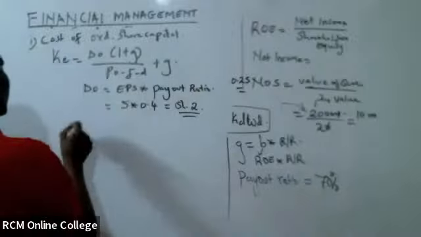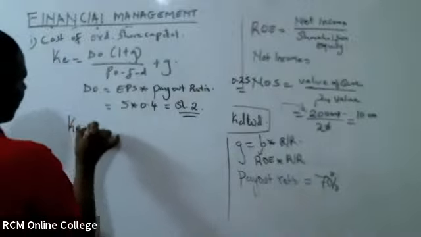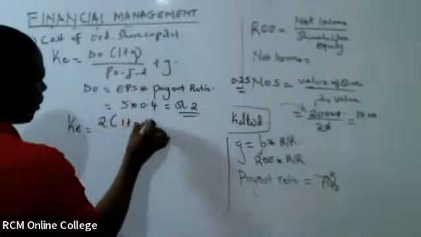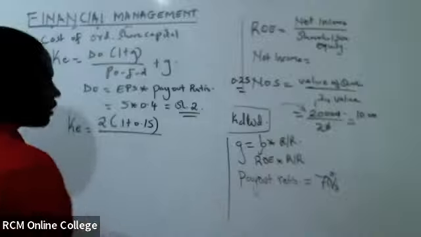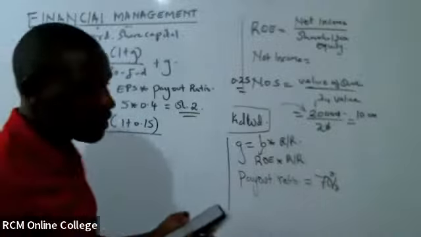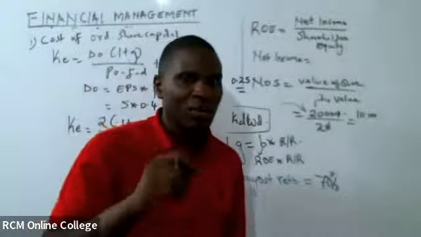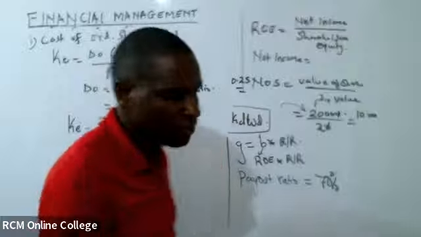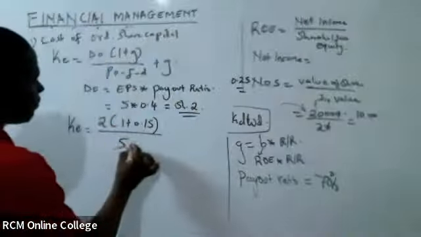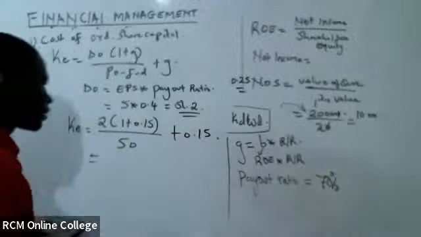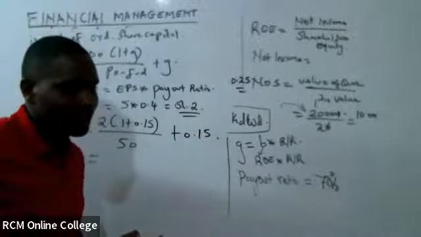So now I have everything here. To get my KE, class, I have my 2 shillings times 1 plus 0.15, divided by our current market price. For ordinary share, wherever they are touching ordinary share, that is the current market price we use, 50. So divide by 50 plus 0.15, and that will give us our KE. What is our KE?